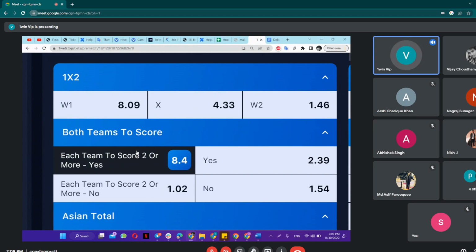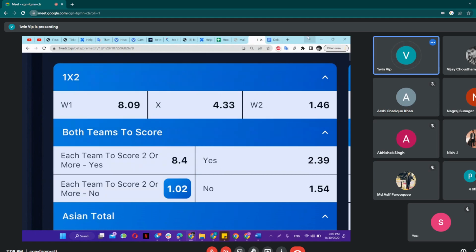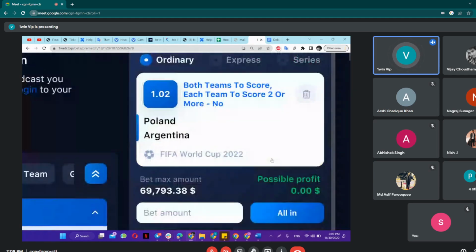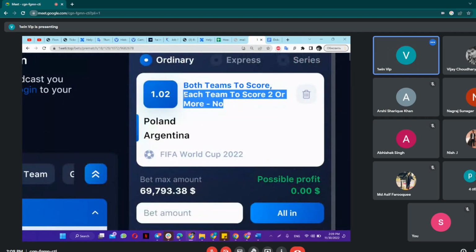Yeah, and the second one, again, each team to score 2 or more goals, no. Again, we have 2 different ways to understand this bet.